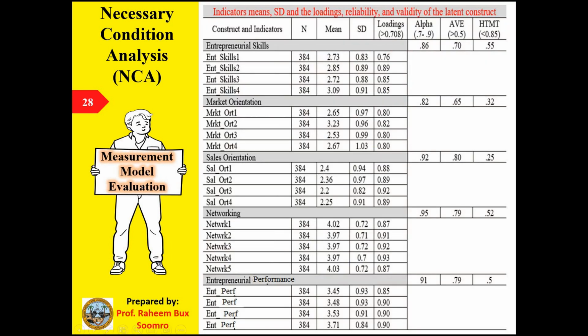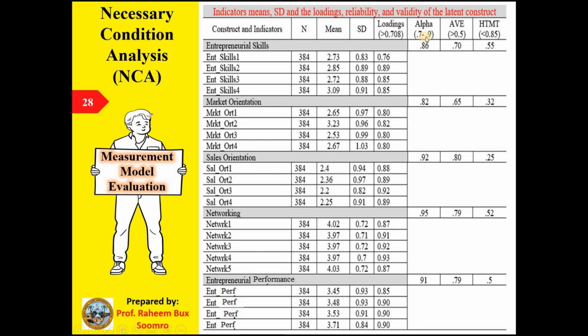So here you're looking at the indicator means, standard deviation, loading, reliability, and validity of the latent construct. Here the 5 constructs are there, and these are the items. The first construct is interpretability skill, and it has 4 items. Here n means number of observations, then mean and standard deviation, and the loading value should be more than 0.078. So the loadings of all indicators you are looking at are more than 0.078. Then alpha shows Cronbach's alpha. Our Cronbach's alpha for construct number 1 is 0.87, and so on.